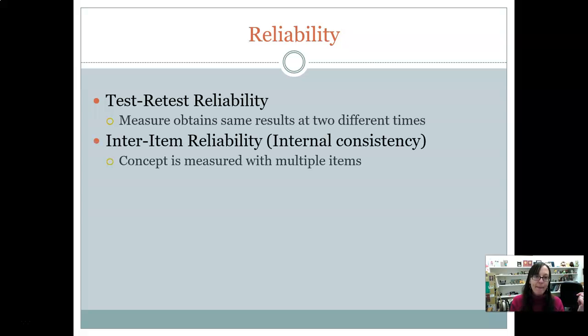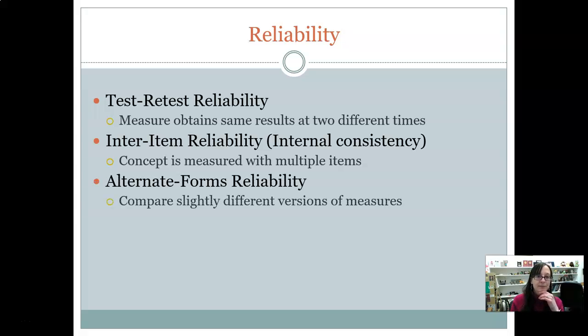Then inter-item reliability, also known as internal consistency, is when you measure a concept with multiple items. So within the same survey, for example, you're asking different questions that should have the same answer if the measure is valid. Somebody who condones one rape myth is very likely to condone other rape myths. So if you have multiple questions asking about that, and they're valid measures of how much somebody condones rape myths, they should be measuring consistently on all of those things.